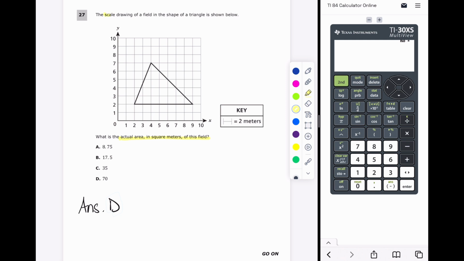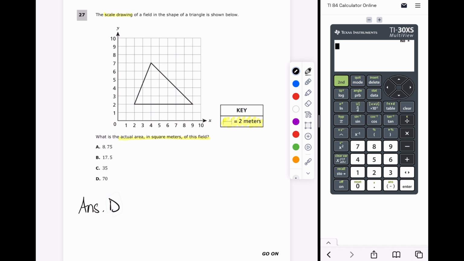Now, obviously, this is a scale drawing. This is one of the few geometry questions you're going to get, which are usually scale questions. And that means I have to actually look at the key for this problem, which tells me that the length of one side of a unit is 2 meters. So using that, I need to figure out what is the real area here.